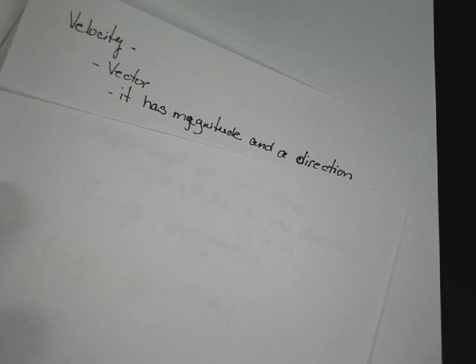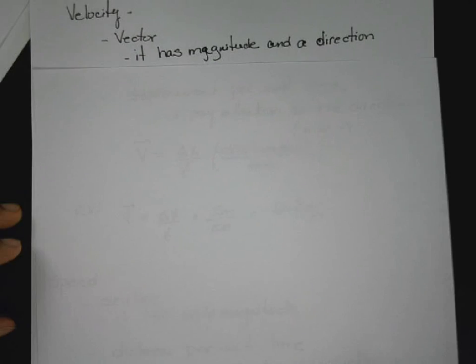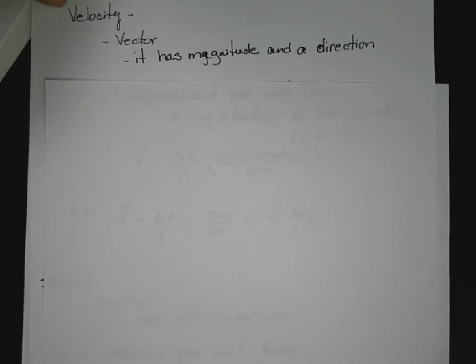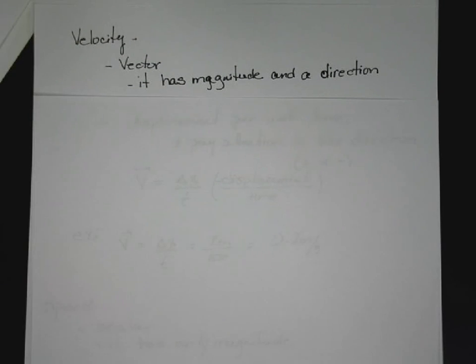Alright, the next topic we're going to cover is the difference between velocity and speed. Velocity is a vector also. It has a magnitude, which means it has a number: 14 meters per second, 15 meters per second, 125 kilometers per hour. It has a value, it has a number, and it has a direction. Is it a positive direction? Is it a negative direction? So that is what a vector is.